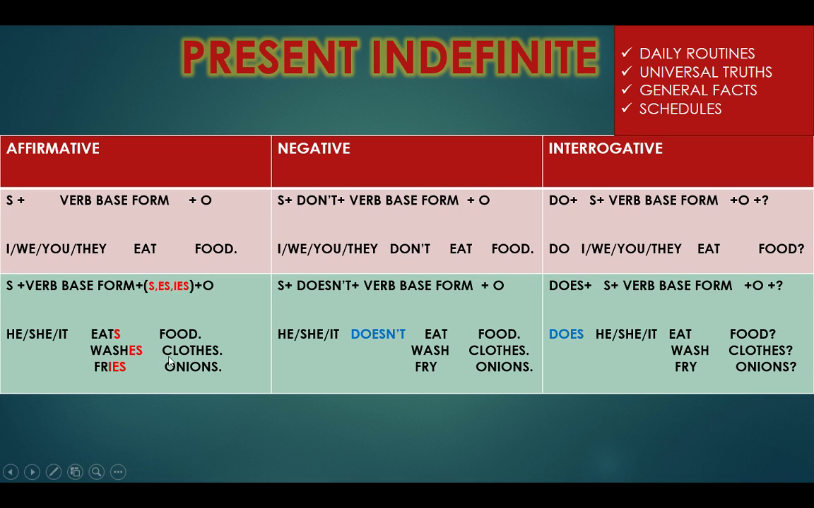He, she, it washes clothes. He, she, it fries onions. In negative, he, she, it doesn't eat food. He, she, it doesn't wash clothes. He, she, it doesn't fry onions.